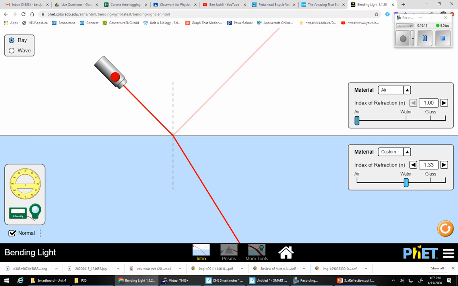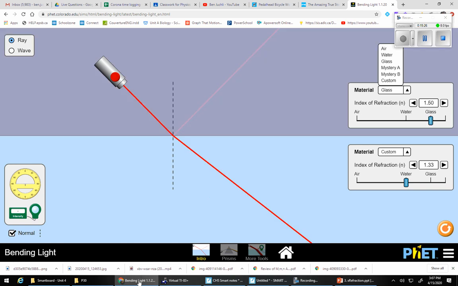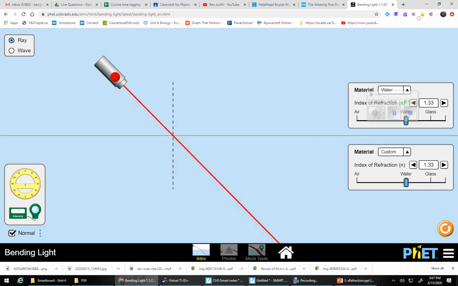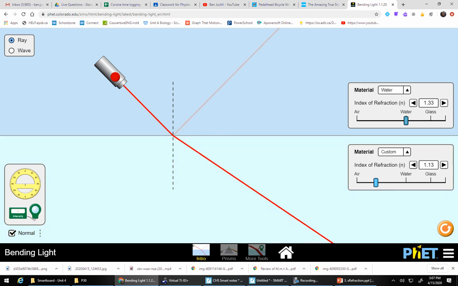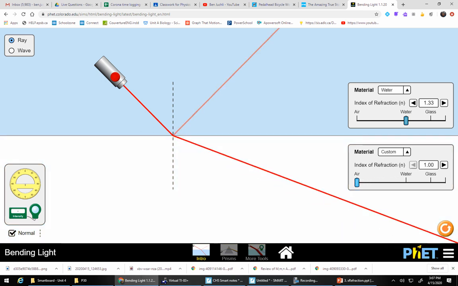Any idea what would happen if I went from a slow medium to a fast medium? So slow on top, so let's set that one to water. Oh, that's glass. Let's set one to water. And obviously water to water, no refraction whatsoever, same refractive index. But let's set the bottom one to air. And we'll notice now that we're bending away from the normal line.